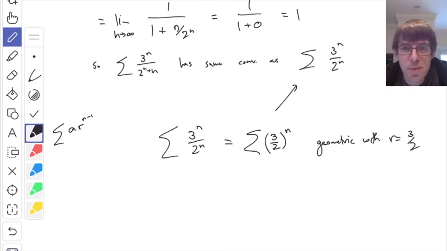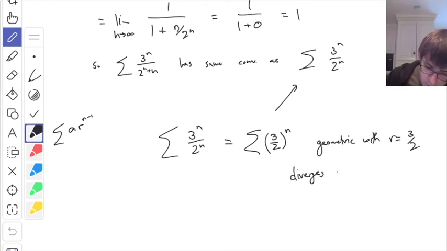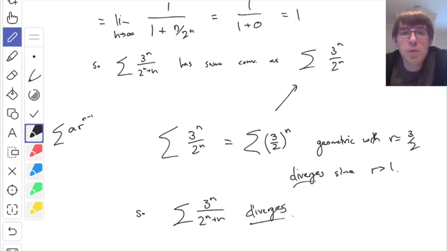That's right. So I hope you remember from your geometric series, it converges when the r is less than 1 in absolute value, and it diverges when the r is greater or equal to 1. So this one diverges since r is greater than 1. And that means my original series diverges, which is the point of all this. 3 to the n over 2 to the n plus n diverges. That's how we do it, all right?